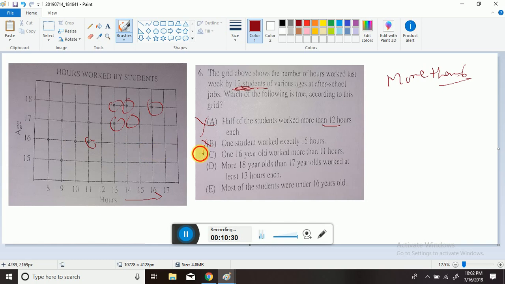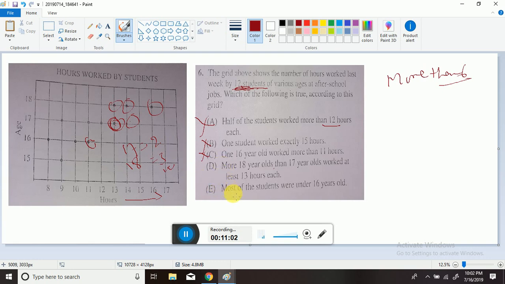So option C is also incorrect. Now option D: more 18-year-olds than 17-year-olds worked at least 13 hours. At least 13 hours means 13 also will be included. Now more than 13 hours, 17 years, how much? For 17 years, working 13 hours is 1, and 14 is 2. For 18 years old, 13 means 1, 2, 3, so 18 years old has 3. That means one more 18-year-old is working than 17.